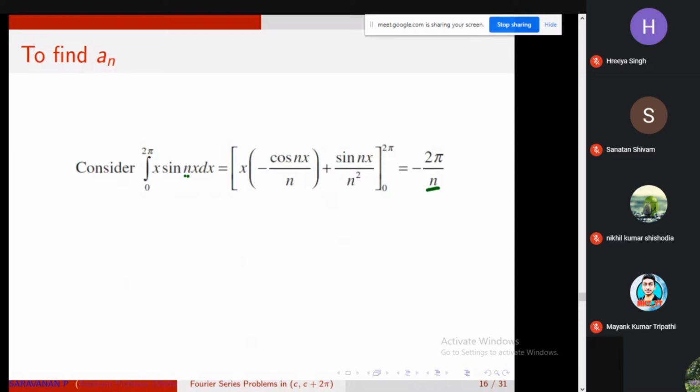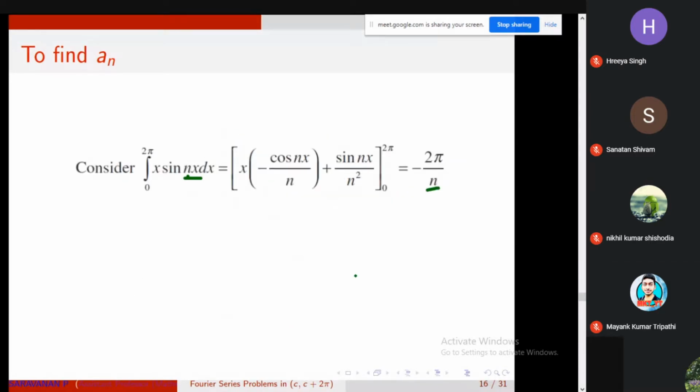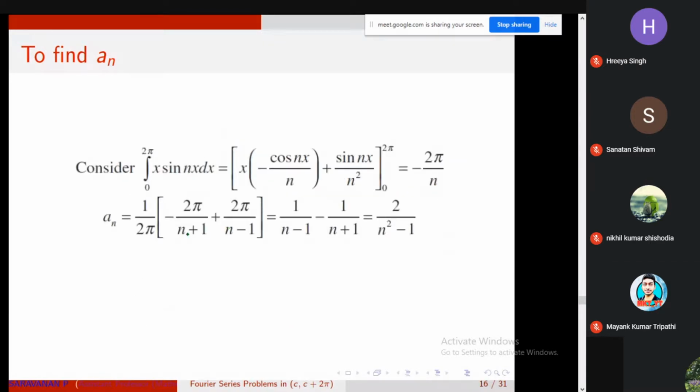So I was explaining this. If it is nx here, in the denominator we have n. Suppose it is n plus 1 x, in the denominator we will get n plus 1. Therefore, you will get 1 by 2 pi. The first term is minus 2 pi divided by n plus 1. The second term we have is n minus 1.